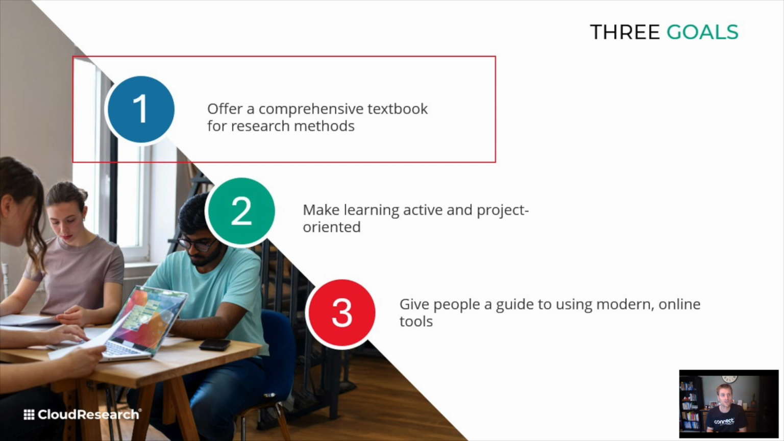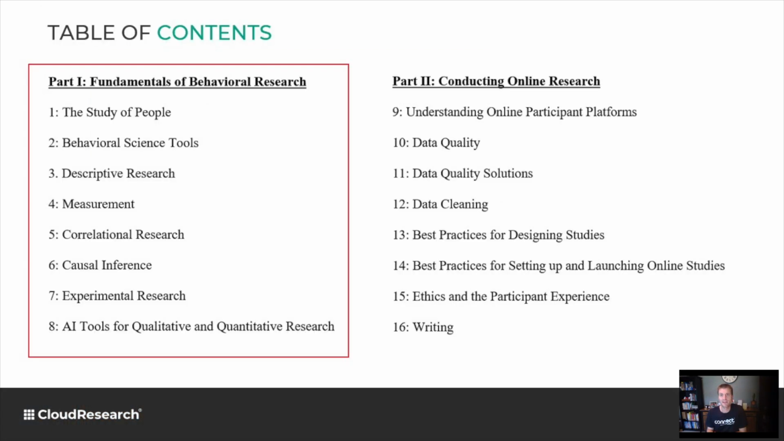So the first goal is to offer a comprehensive textbook for research methods. Here's the table of contents from the book. And this book is broken into two parts. Part 1 has everything a student would need to know in an introduction to behavioral research. And then Part 2 provides a guide to conducting online research. As you can see, Part 1 begins with an introduction to the scientific study of people and human behavior.